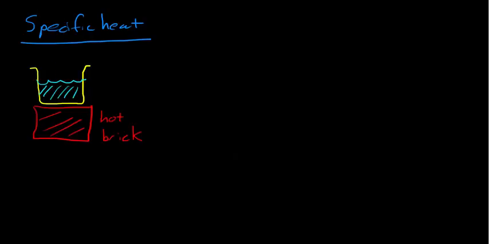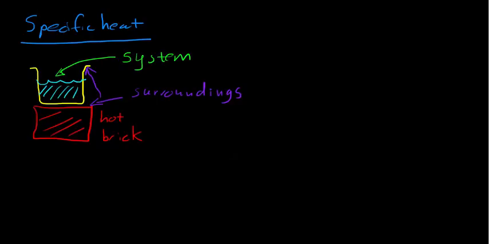So imagine that I take a beaker full of water and I set it on top of a hot brick. In this case, I might be interested in studying what's going on inside this beaker of water. So the beaker of water is the part of the universe that I care to study, and I'm going to call that my system. The system is just the part of the universe that's under study. The rest of the universe is then called the surroundings. That might include the hot brick or the beaker. Technically the surroundings really includes all of the rest of the universe that is not the system, but we really mostly are concerned with the immediate surroundings.